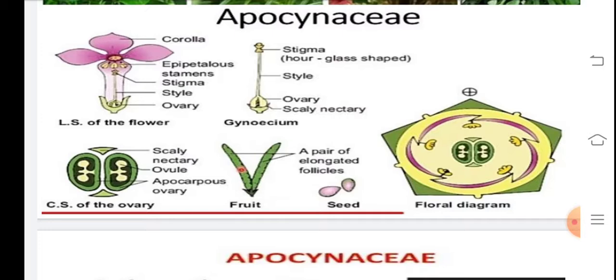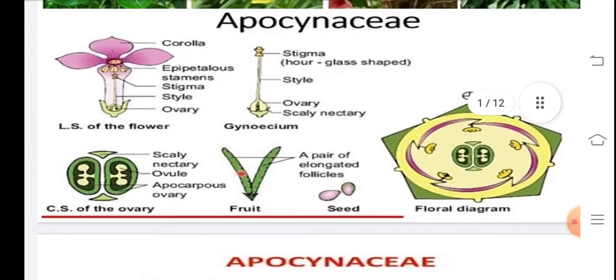Then TS of ovary, it shows the cross section of the ovary. So the nectary position is on both sides, right? And it is a bilocular ovary. Generally the ovary is attached at the base, so therefore it shows separate. You see the fruit, so fruits are attached at the base, and they are free at the other part, the apex part. So therefore it becomes a syncarpous ovary.